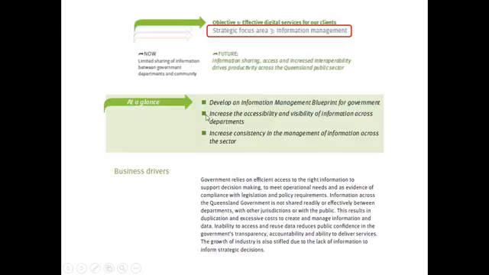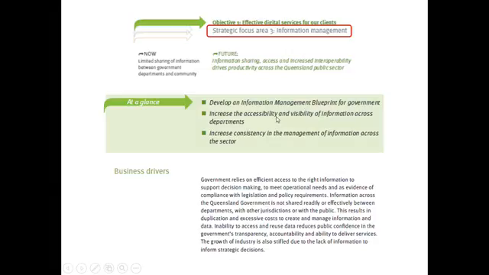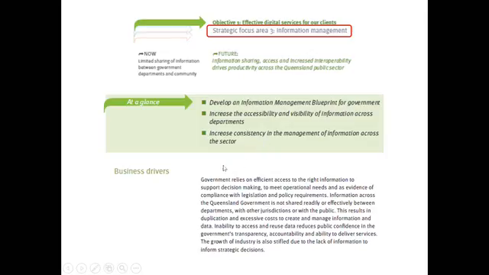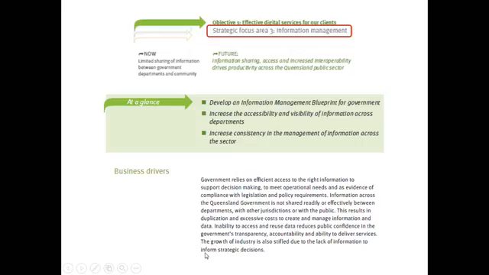And again, this is what the healthcare is going through now. At a glance, essentially what they're trying to achieve is to develop an information management blueprint for the government to increase accessibility and visibility of information across all departments, and to increase the consistency, the management of information across the sector. They have also written a paragraph describing their business drivers, and again, it's all to show that they do have a good understanding of what's happening.